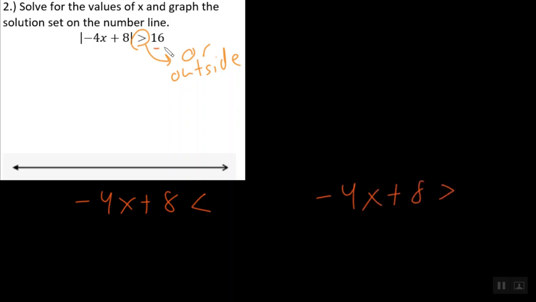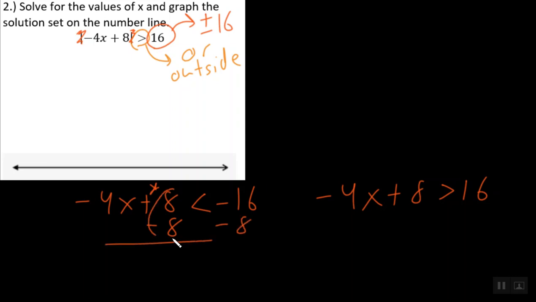And wait a second, less than or greater than to what? When I take away my absolute value symbols, what happens to my 16? It becomes positive or negative. So we can say, okay, less than negative 16 and greater than positive 16. All right, and let's work it out. We know we'll get rid of our addition first, so we can subtract 8, subtract 8. All right, we got negative 4x is less than negative 24.